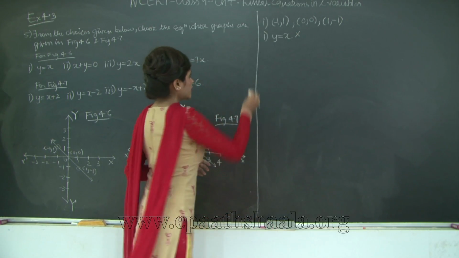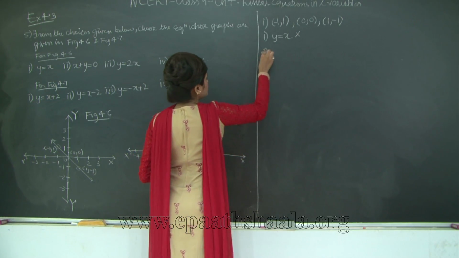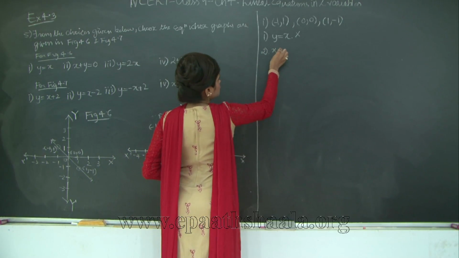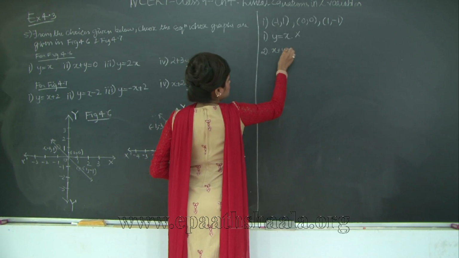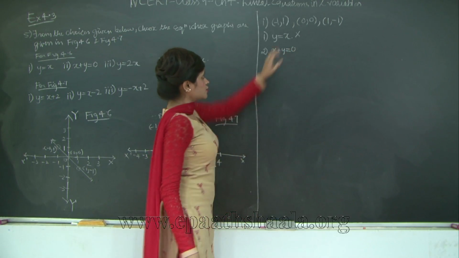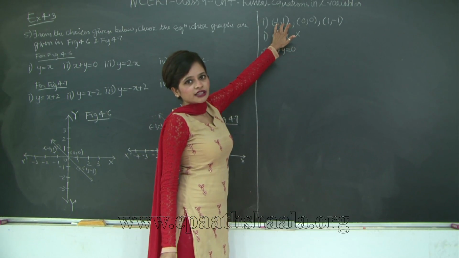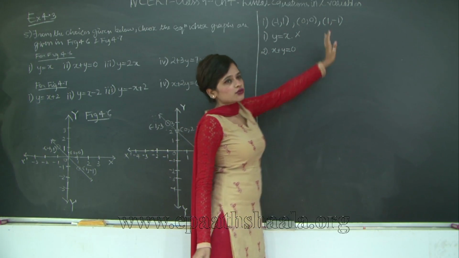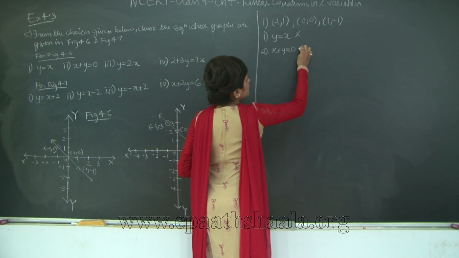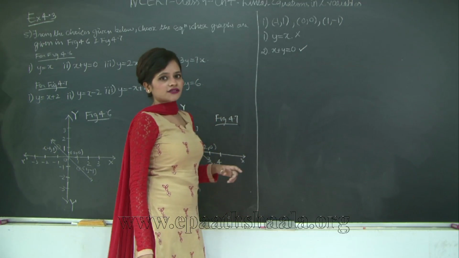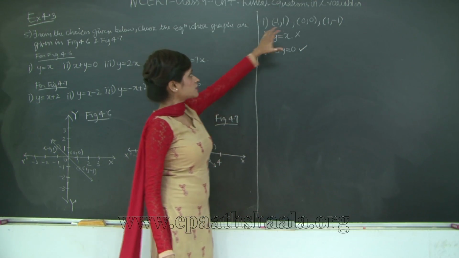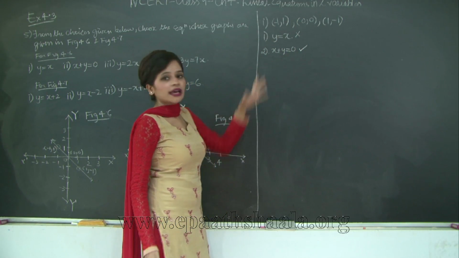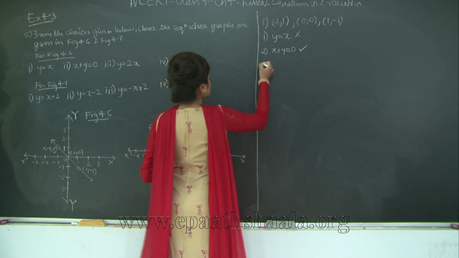Let's check the second one. My second one is x plus y is equal to 0. So let's check. -1 plus 1 is going to give me 0. 0 plus 0 is going to give me 0, and 1 minus 1 is going to give me 0. So obviously this equation satisfies my requirement, that is all the 3 coordinates lie on the equation of line x plus y is equal to 0. Let's check for the other ones also.